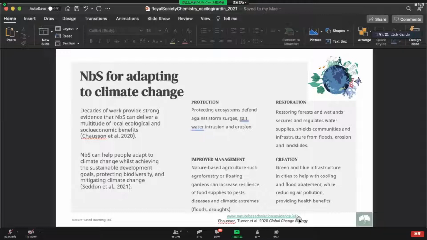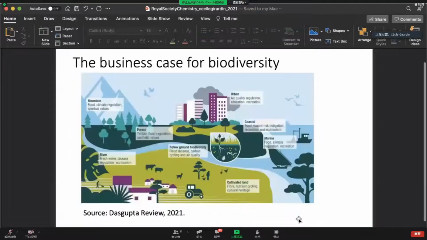For example, protecting ecosystems defends against storm surges, saltwater intrusion and erosion, or restoring forests and wetlands secures and regulates water supplies, shields communities and infrastructures from flood, erosion, landslide, or agroforestry, or the beautiful example of floating gardens can increase the resilience of food supplies, increase resilience from attacks from pests, disease, or climate extremes. So all in all, this shows that nature-based solutions can help people adapt to climate change whilst achieving the sustainable development goals, protecting biodiversity, and mitigating climate change.